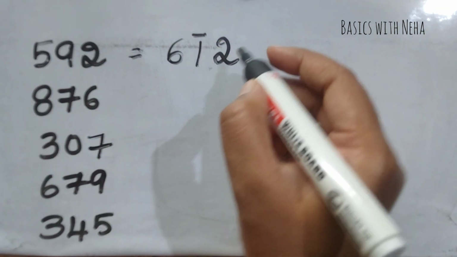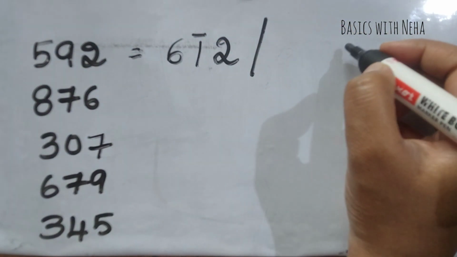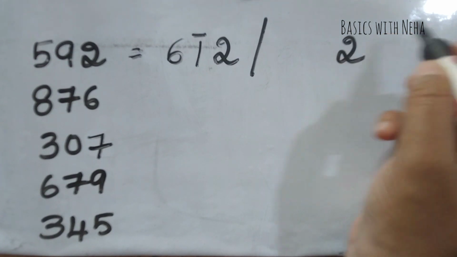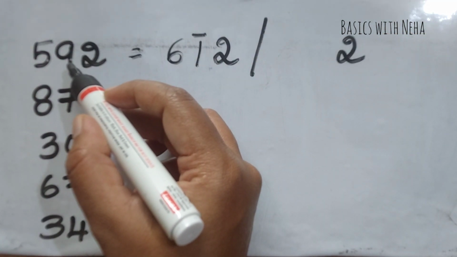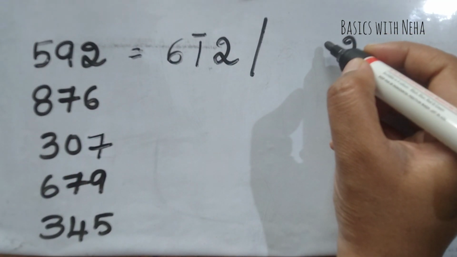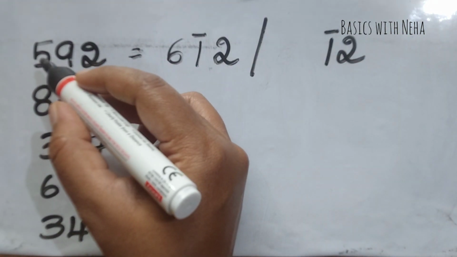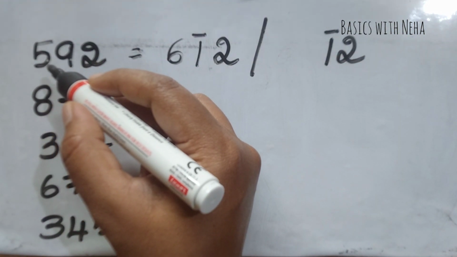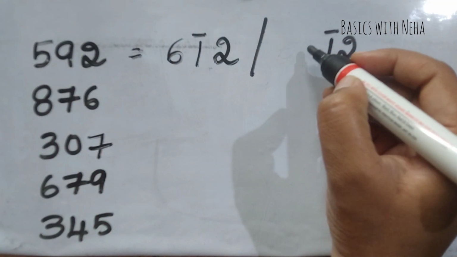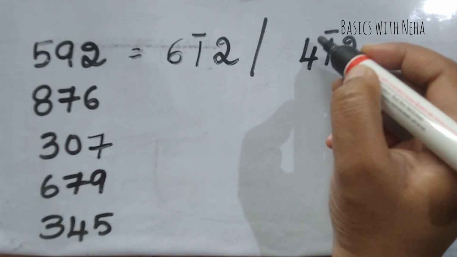You can either do this or you can also get this answer. Write 2 as it is. For 9, you subtract it from 10, which will be 1, and introduce a bar onto that. Now 5 is still larger, but when we subtract it from 9, it becomes a smaller number, which will be 4.